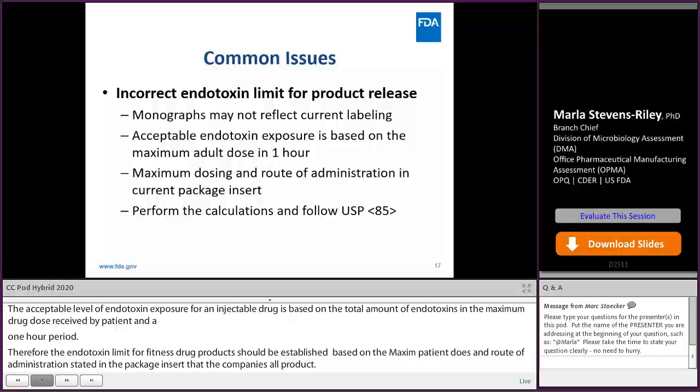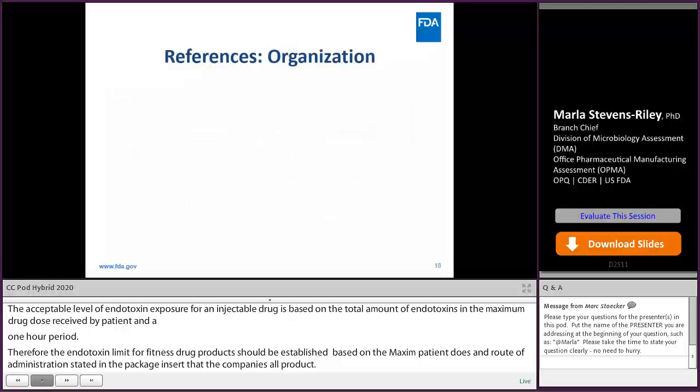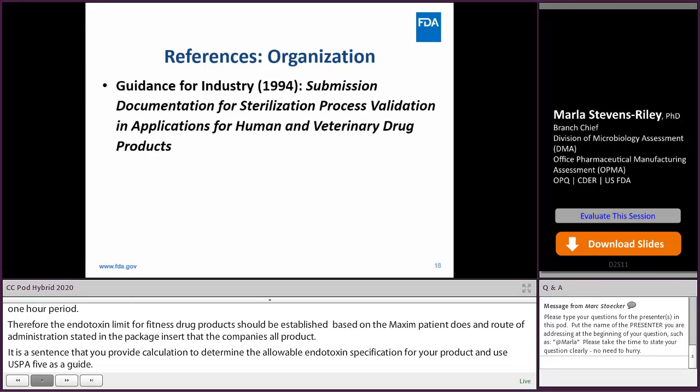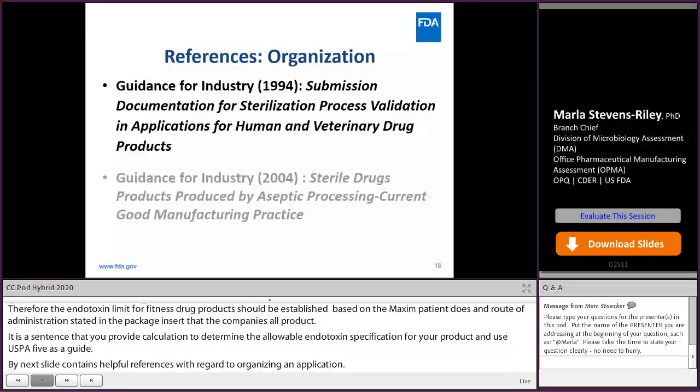My next 2 slides contain some helpful references with regard to organizing an application. The 1994 guidance outlines the information and data needed in an application for a sterile product. The 2004 guidance provides recommendations for the performance of aseptic manufacturing processes.